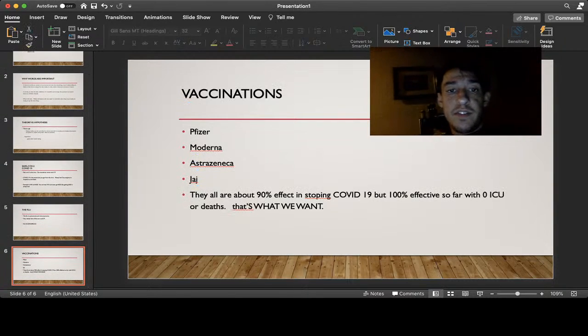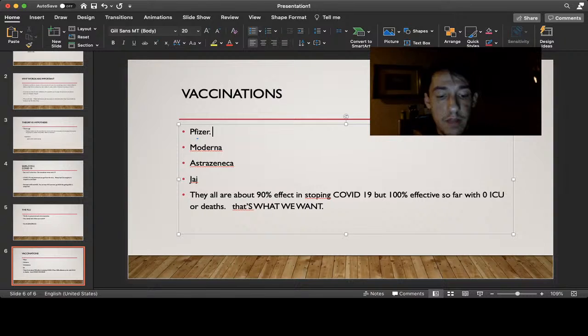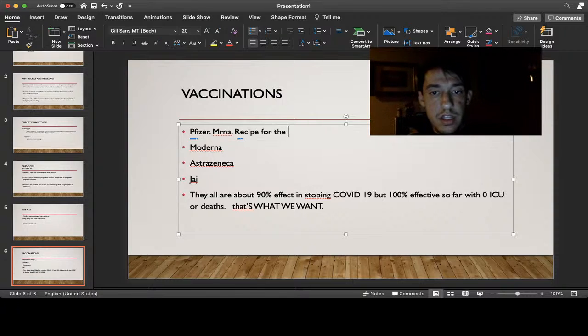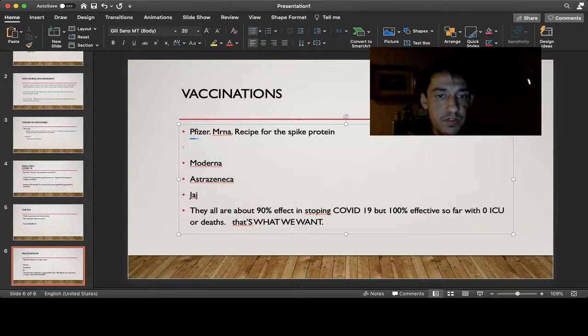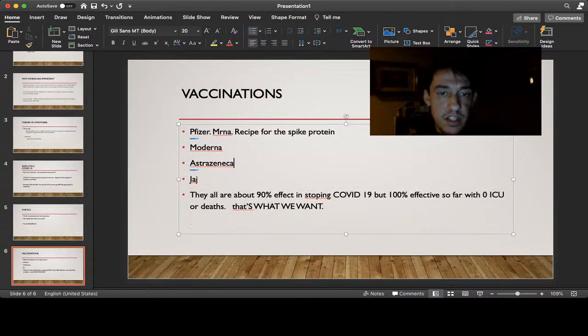So when it comes to the vaccine that's out right now, Pfizer and Moderna are mRNA vaccines, which means they're a recipe for the spike protein. And this recipe will create the spike protein really fast, destroy the recipe, the body will recognize the spike protein, and build an immune response around it. So Pfizer and Moderna both do that. AstraZeneca is a DNA spike protein. So it has one more step. It's got to turn DNA into RNA and then RNA into protein.